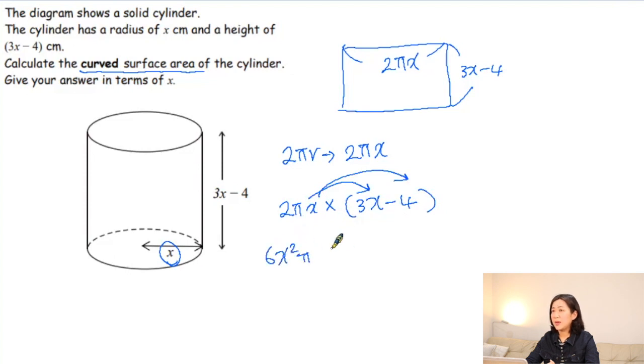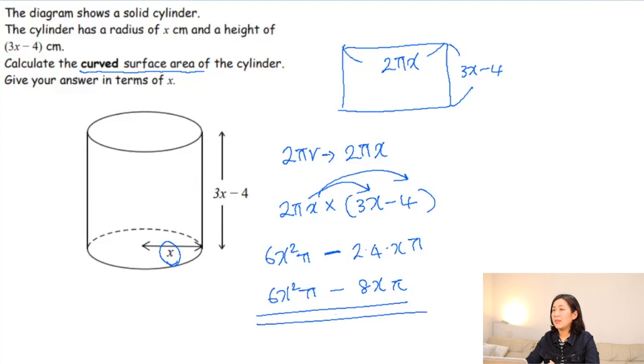Now we can have 2x pi times 3x equals 6x squared pi, and then minus 2x pi times 4, that's 8x pi. And then this is our final answer because it says you can just write the answer in terms of x, right?